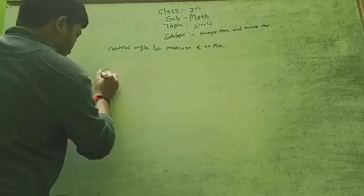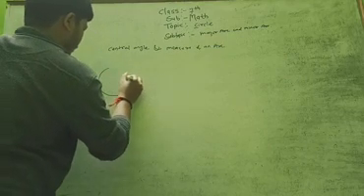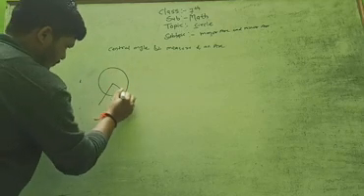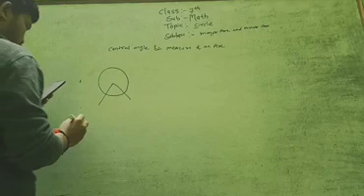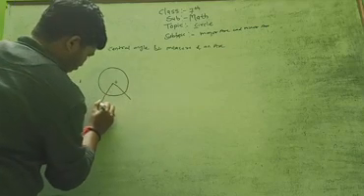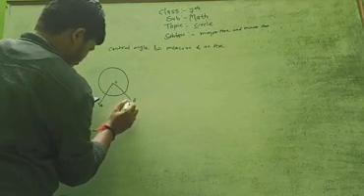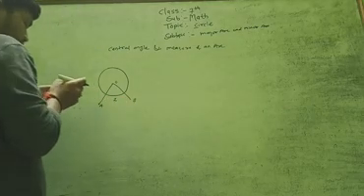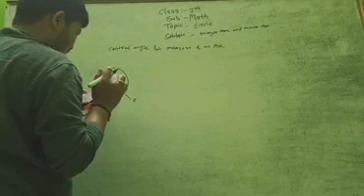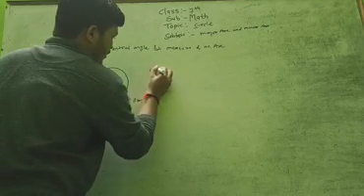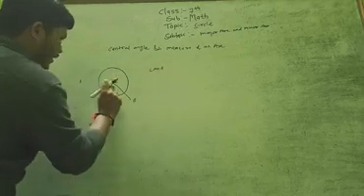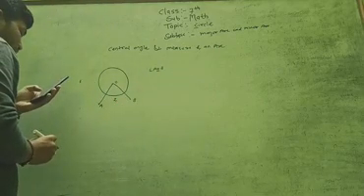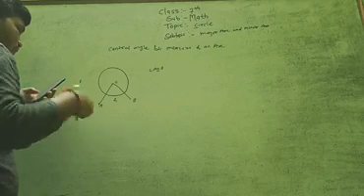One figure is given. This is the center O, this is A, this is B, and this is Z. Now in the figure, O is the vertex of the angle AOB. Consider this angle AOB, then O is the vertex of the angle. The angle whose vertex is the center of the circle is called the central angle.